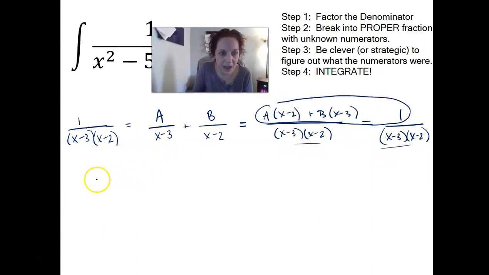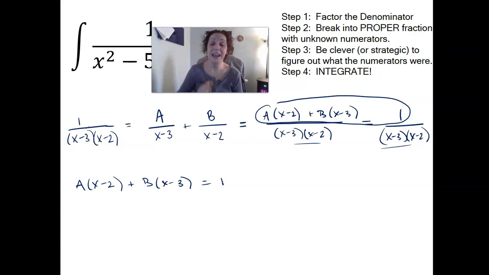All right. I know for a fact that a times x minus 2 plus b times x minus 3 has to equal 1. That has to be true. Okay? And it has to be true for all values of x. So what I could say to you is, look what you have here. You have two unknowns, right? So all we have to do is get two equations. We can solve a system, and we'll know what a and b are, right? And we can do that, right?